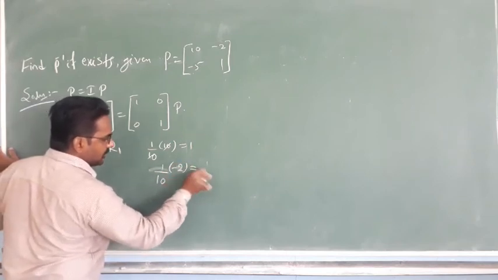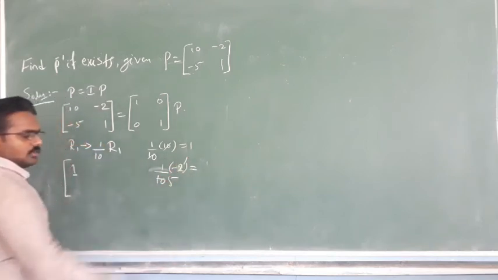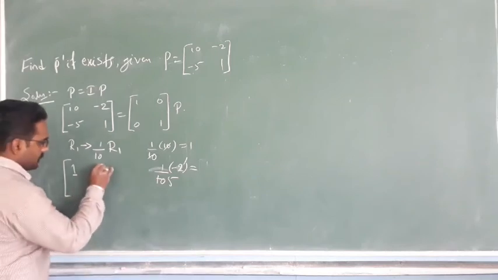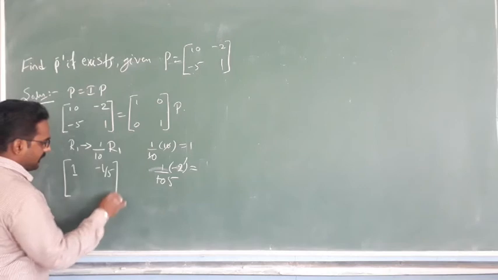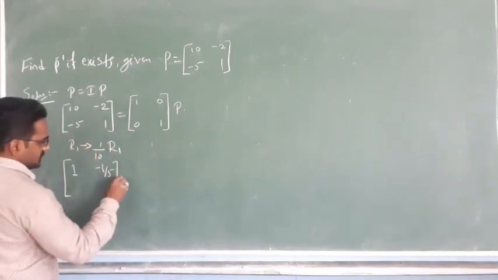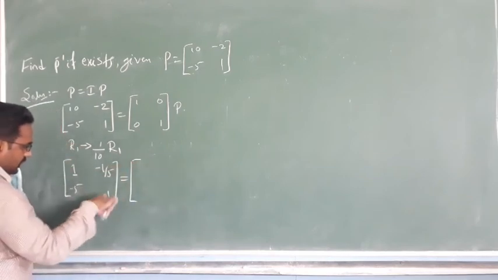Yes. Next, minus 1 by 10 into minus 2, the second element of row 1. 2 ones are 2, 5 twos are 10. What will we get as the answer? Minus 1 by 5. Minus 1 by 5. The first row gets changed here. So write the second row as it is, minus 5 1.